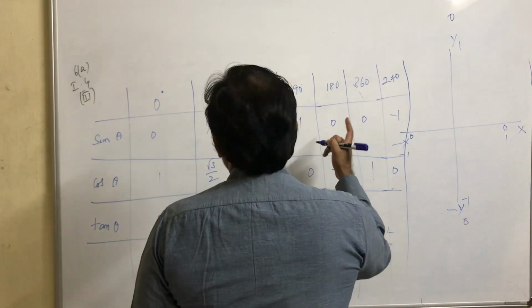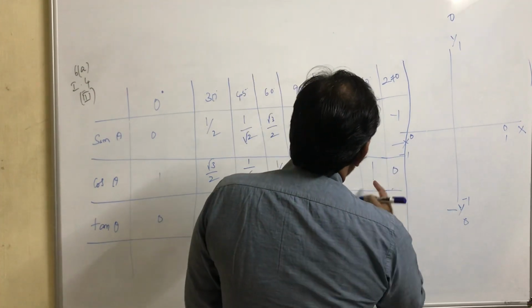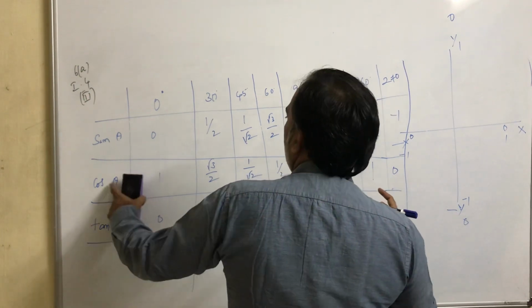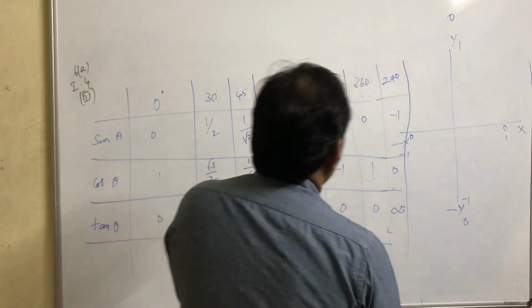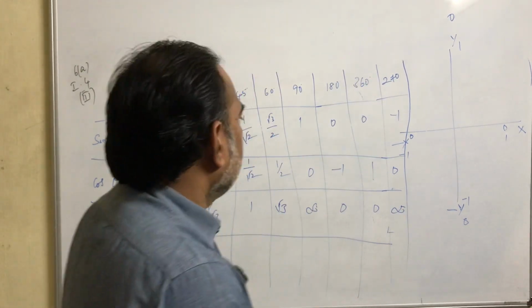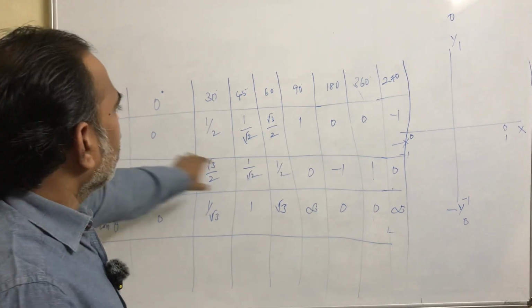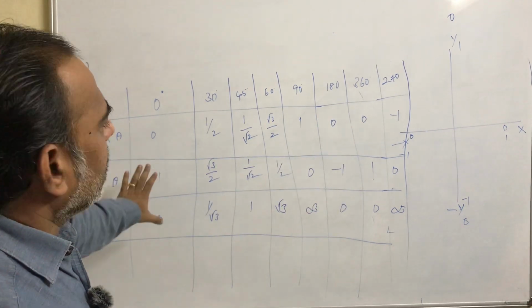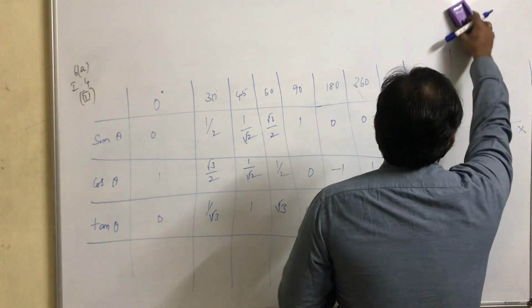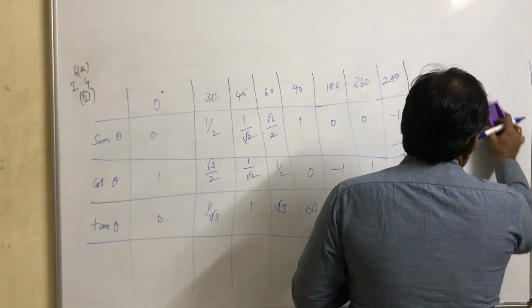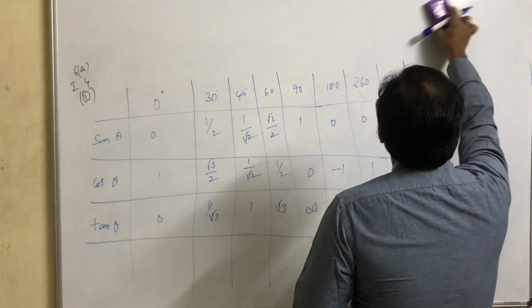Tan 180 equals sin by cos, right? 0 by minus 1 is 0. And 360 also, 0 by 1 is 0. And for 270, sin by cos is minus 1 by 0. How much is it? Infinity. Okay. If you remember these values, it is well and good. If you are not able to remember, you should know how to get these values, because on this basis we need to solve the problems. If you remember these values, it will be easy for you to further solve the problems.